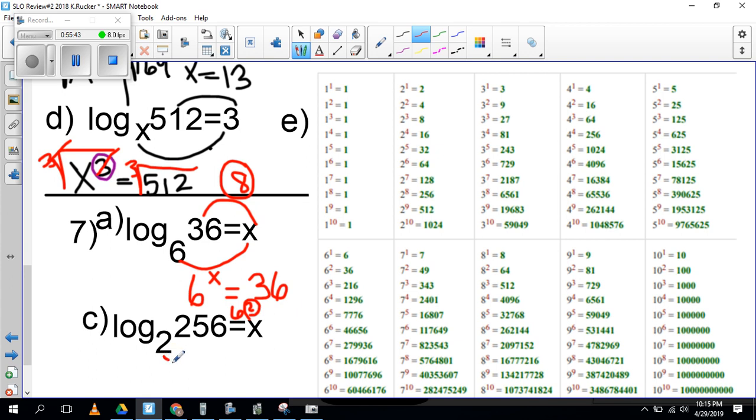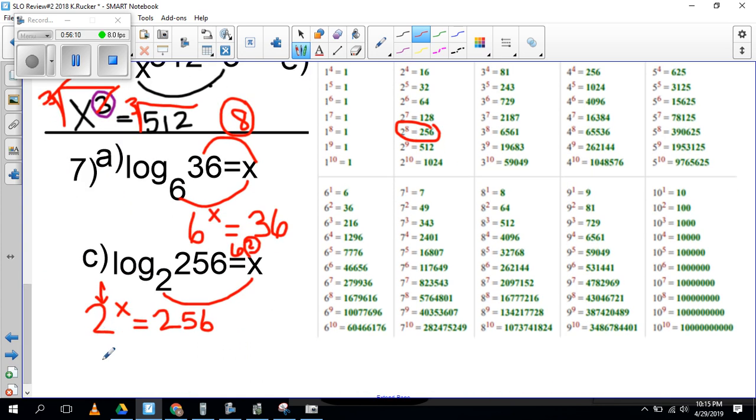So we can do the loopy-loop, 2 to x equals, so we're going to go over the equals to 256. So now we got to figure out 2 to what power gives us 256. So we got to go to the column with the 2's. So we're looking for 256. And look, we have 2 to the 8 equals 256. And 8 will be our answer. So pause the video and complete the rest of them.